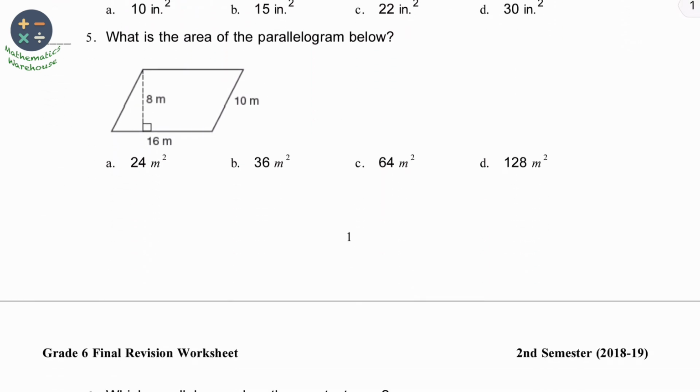Next question. What is the area of the parallelogram below? As we know, the area of a parallelogram equals base times height. So the base here is 16 and the height is 8. So 16 times 8 equals 128. The answer is D.